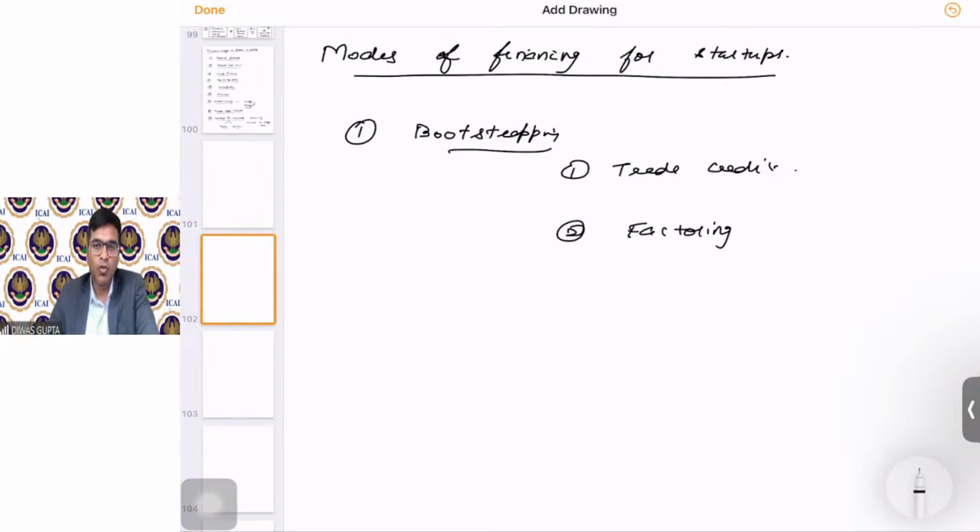If it is on recourse basis, that agency will move back to us in case of a default. If it is on a non-recourse basis, the risk of that non-payment rests with that company itself. This is called factoring.